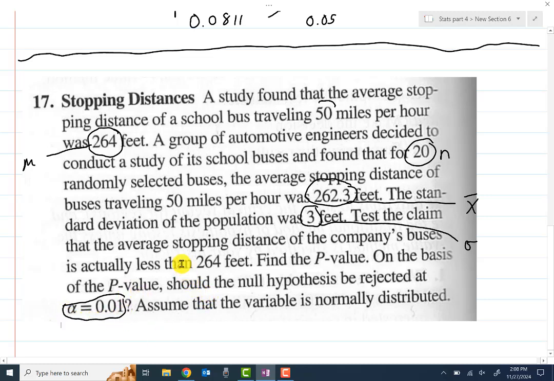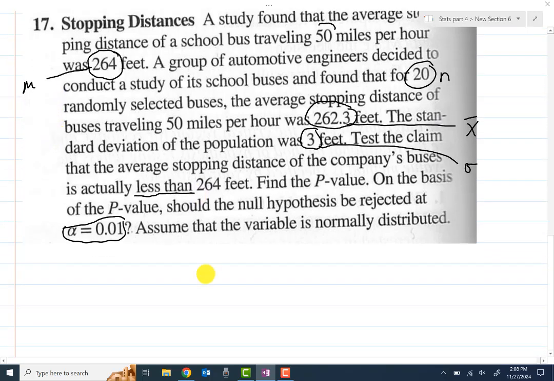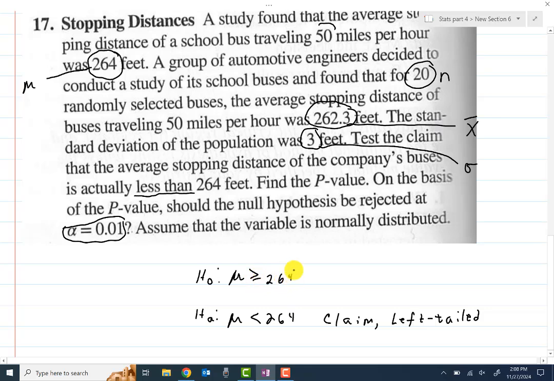Test the claim that the average stopping distance of the company's buses is actually less than 264 feet. So let's put our H naught and our HA. They have reason to believe that the mean stopping distance is less than 264. This is their claim. And this is also a left-tailed test. So the H naught would have to be mu is greater than or equal to 264.